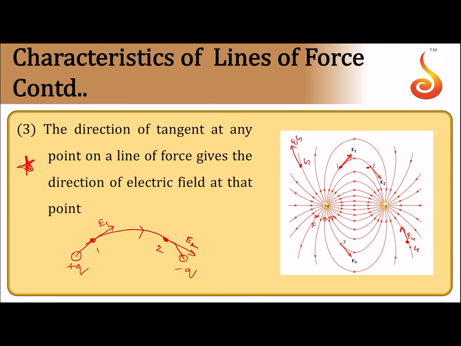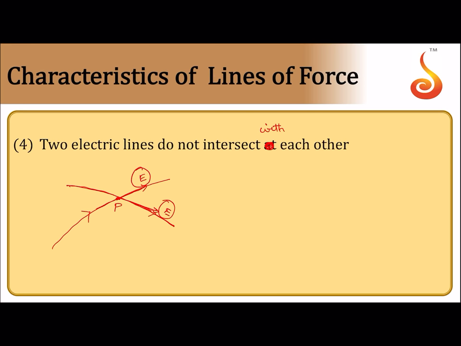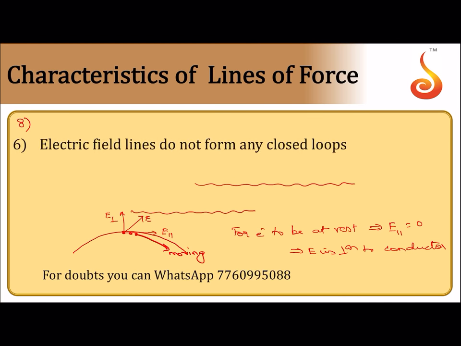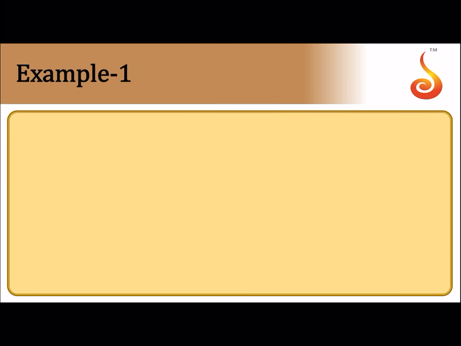So here, electric field is high. When I come over here, when I look at the space between the field lines, they are further apart. So here, my electric field is low. Where my field lines are farther apart, the electric field is low. Where the field lines are closer together, the electric field is high. So these are the eight important characteristics of your lines of force.